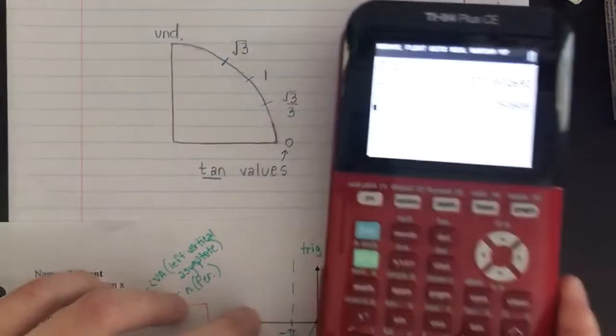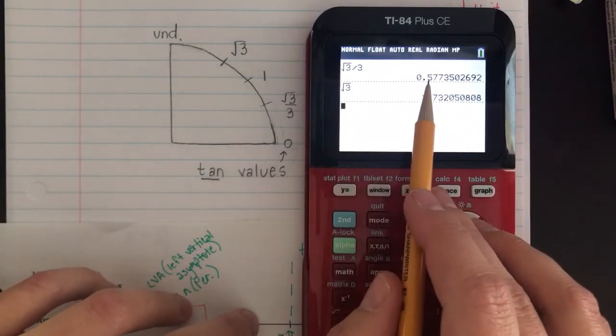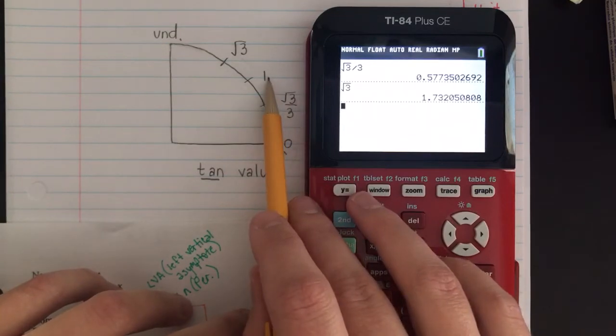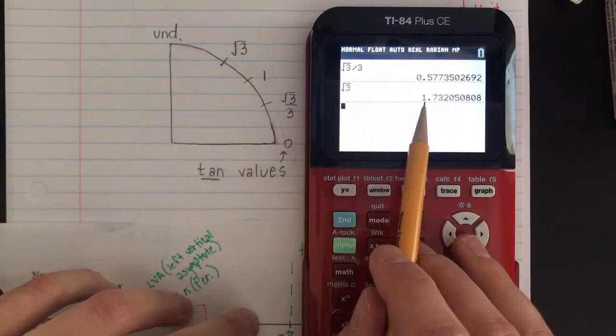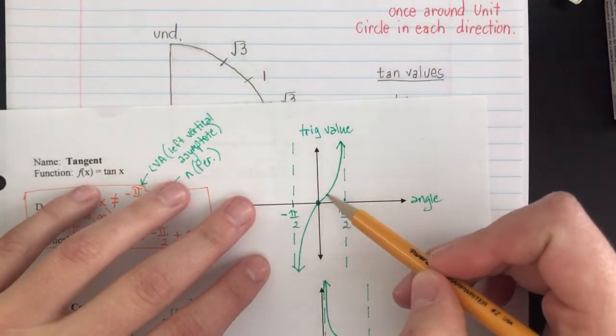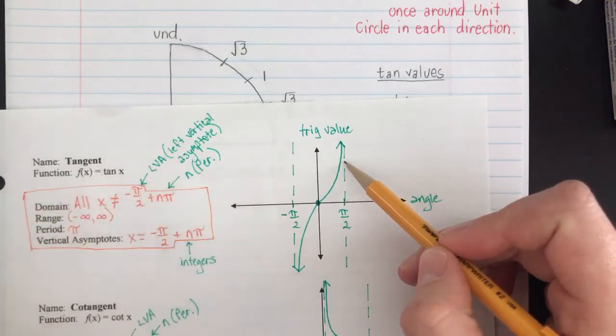I plugged them in the calculator in case you wanted to see. Square root of 3 over 3 is about a half, close to a half. 1 is obviously 1, and then square root of 3 is more than 1.5. Hence, from the origin, we continue to rise upward until we get to that asymptote.